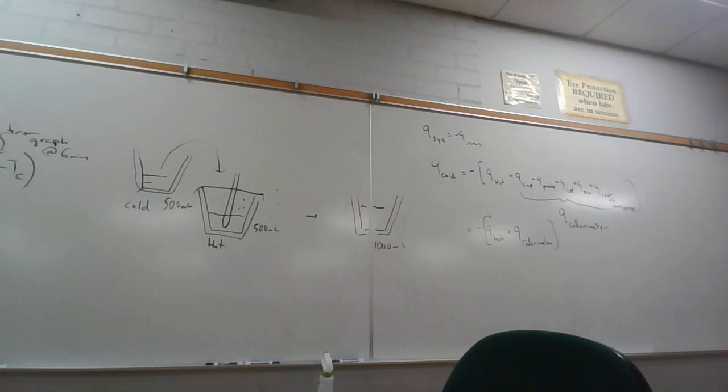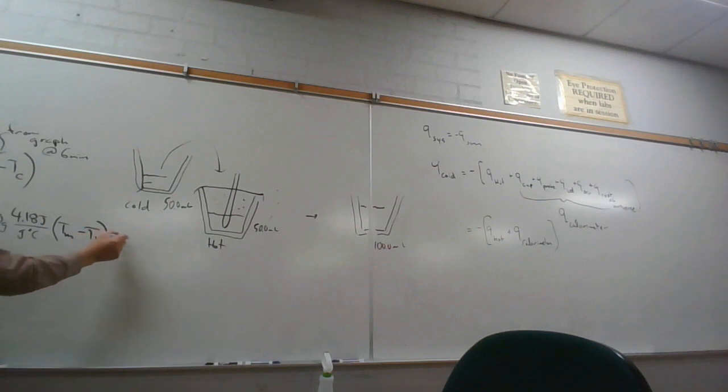Q of the hot water is just another object, and so the hot water is just going to be 50 grams of hot water times C, 4.18 joules per gram degree C, times delta T. Now the hot water has a different delta T. The T final will be the same, it's just going to be the mix, but the T initial is T hot. All right, plus Q of the calorimeter.